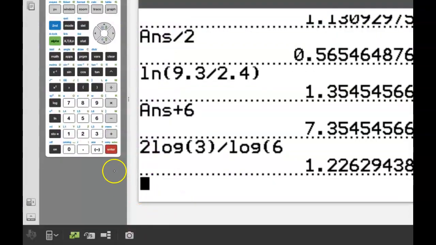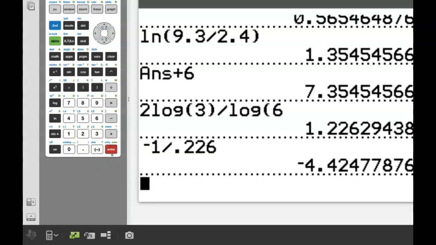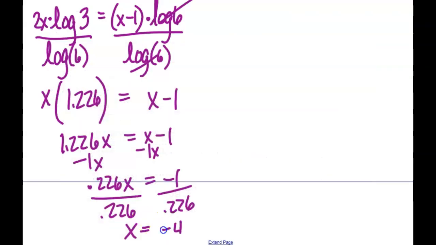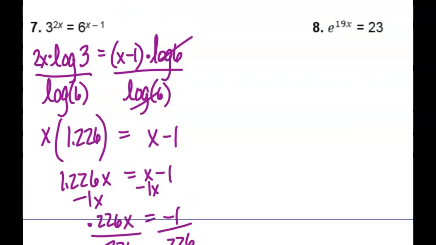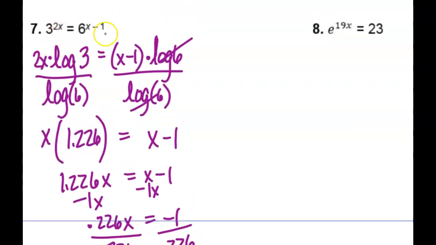So negative 1 divided by 0.226. Negative 4.42 if we round to the hundredths at the very end, like Delta Math would ask you to. That was gross. Can you have a negative in the exponent? Remember, this started as an exponent. Yes. Can't take the log of a negative, but an exponent can be anything.